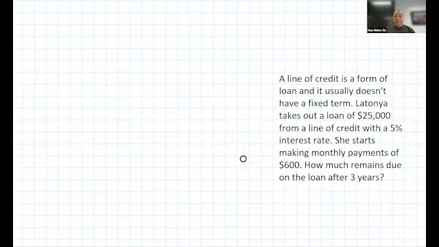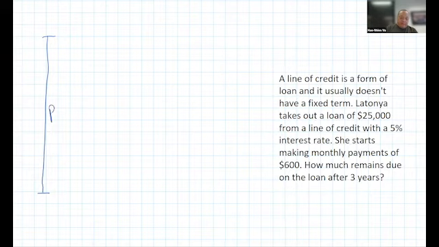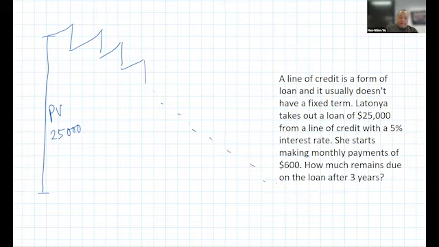Let's take a look at this problem. A line of credit is a form of loan and it usually doesn't have a fixed term. Tanya takes out a loan of $25,000 from a line of credit with a 5% interest rate. She starts making monthly payment of $600. How much remains due on the loan after 3 years? So there's a loan of $25,000. So PV is $25,000. You get some interest, pays down, interest, pays down, interest, pays down. And if Latanya keeps on doing that, then eventually it will be 0.